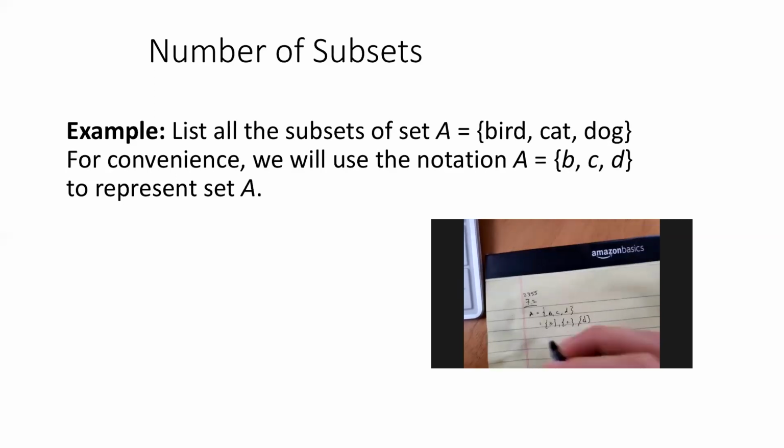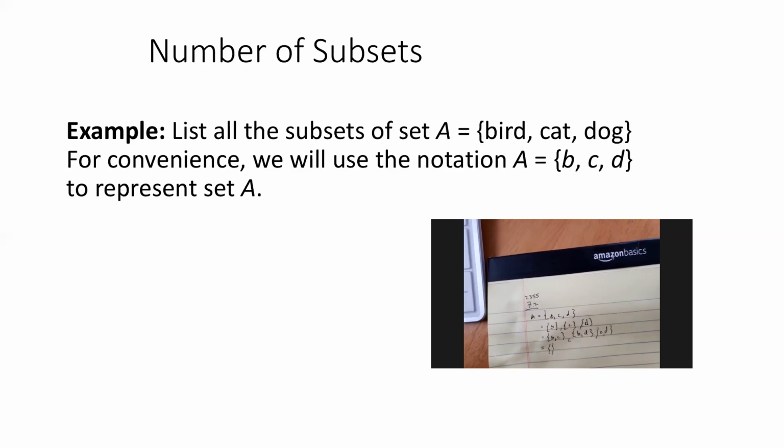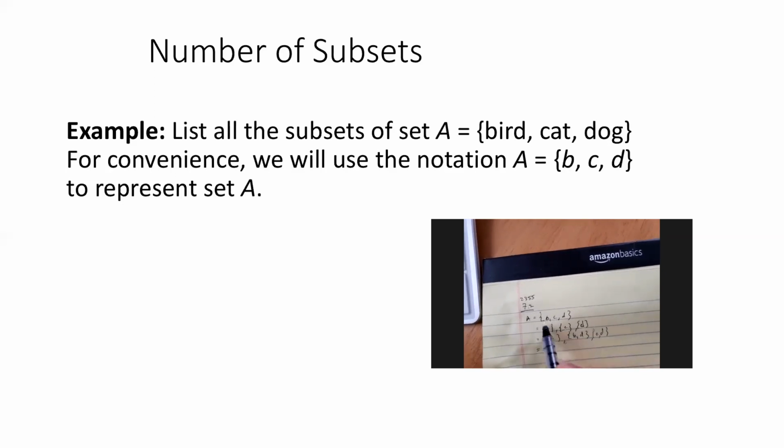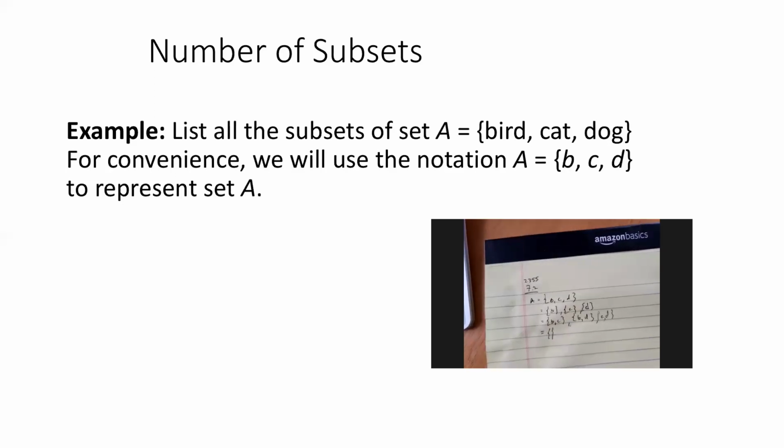We could also have the set B and C. We could also have the set B and D, right? We could also have the set C and D, right? We could also have the empty set. And we can even have the set B, C, and D. Those are all the subsets that we can have of basically that.